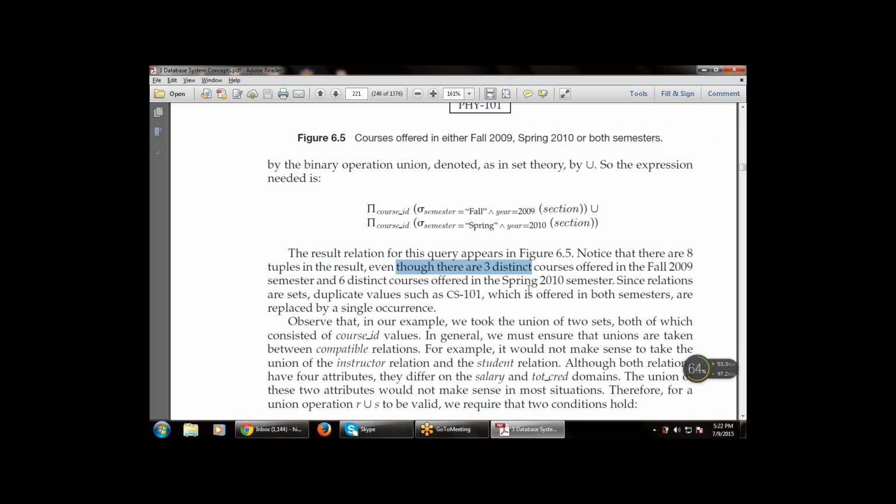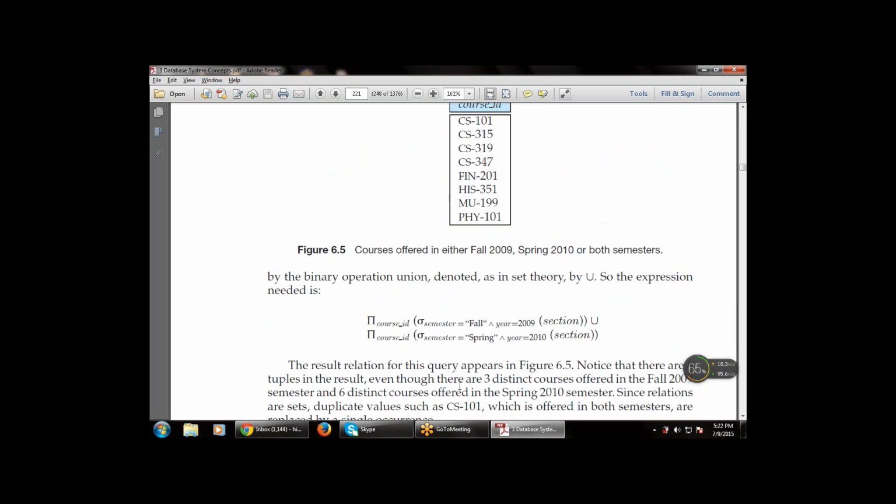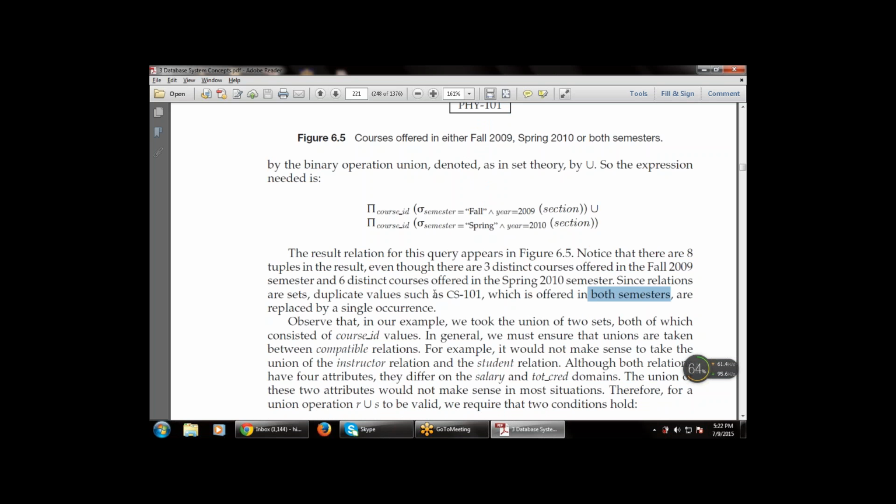Even though there are three distinct courses offered in the fall 2009 and six different ones offered in the spring 2010, since relations are sets, duplicate values such as 101, which is available in both semesters, are replaced by a single occurrence. So a course ID offered in both the spring and the fall is given only a single occurrence.